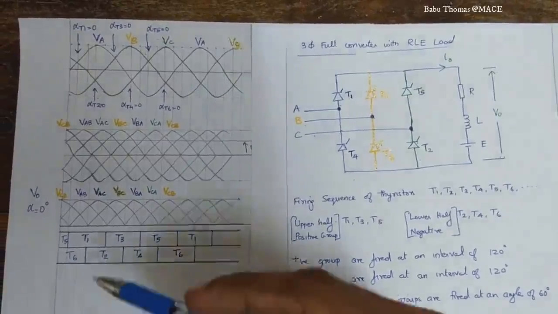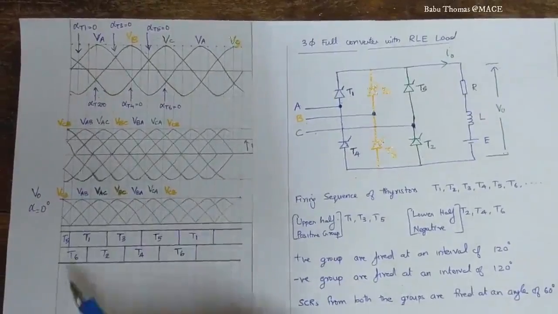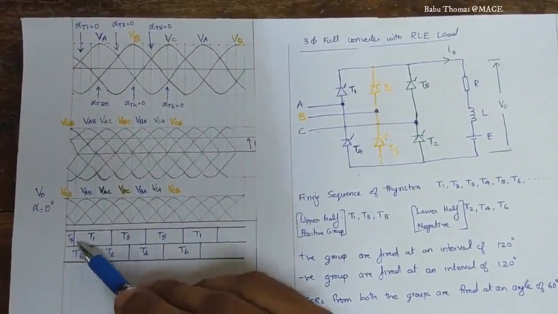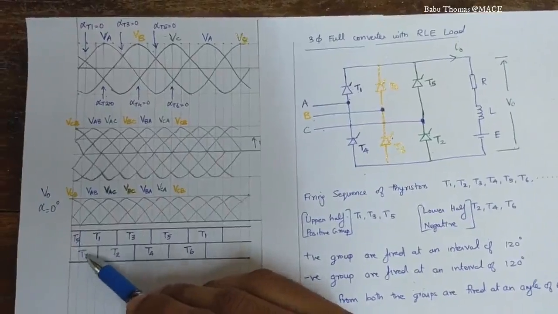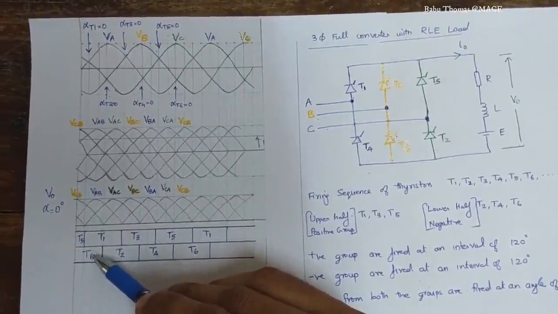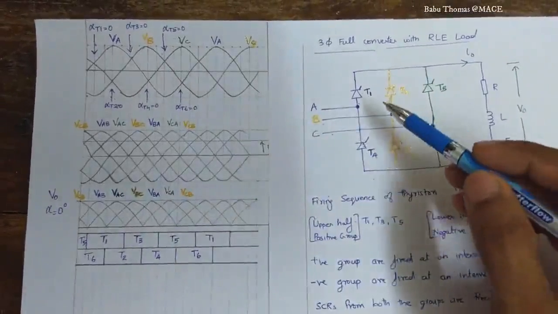Now we understand the firing sequence of the thyristors. So we will start from here. When T1 and T6 are conducting, during this period, we will see which voltage is coming across the load.